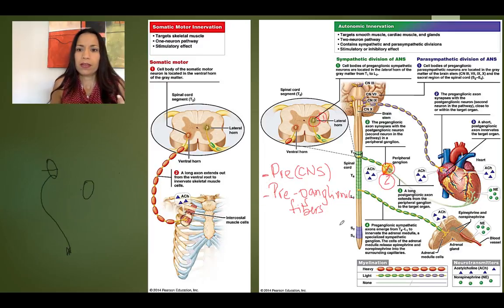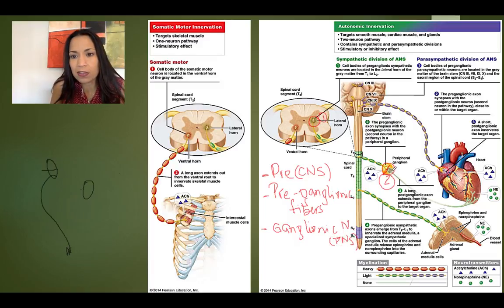Okay? Now, in the ganglia, remember, it's a cluster of cell bodies. So it's a second neuron, right? We're going to call this neuron ganglionic neurons because they are in the ganglia. How convenient, right? So ganglionic neurons. And these ones are in the peripheral nervous system.